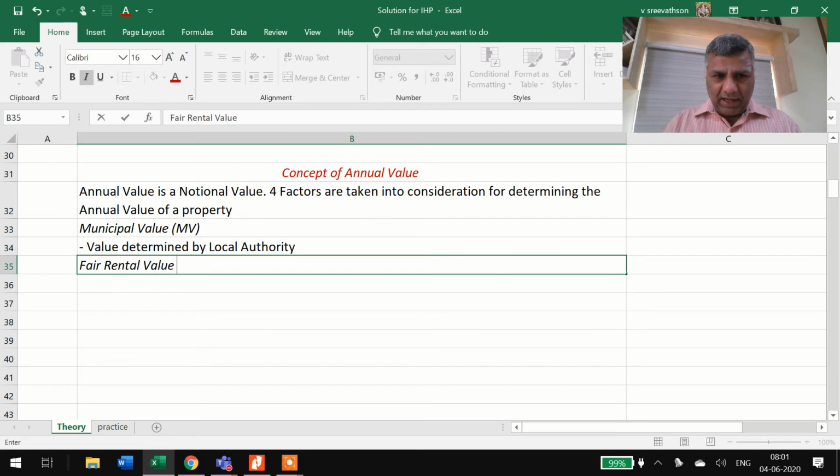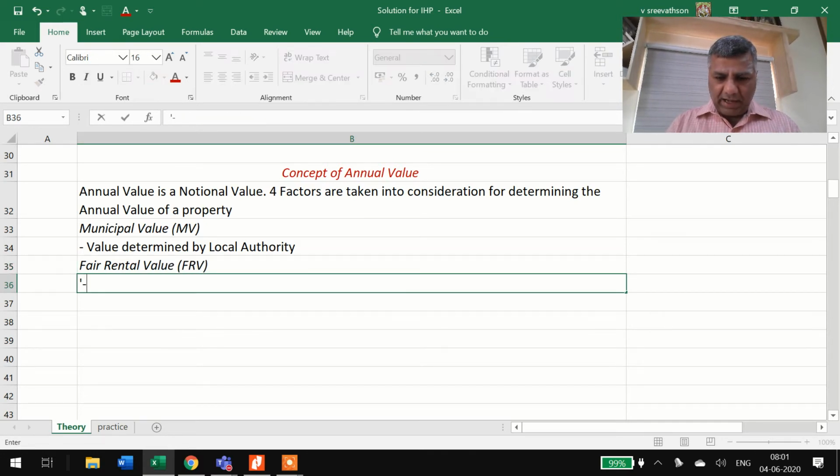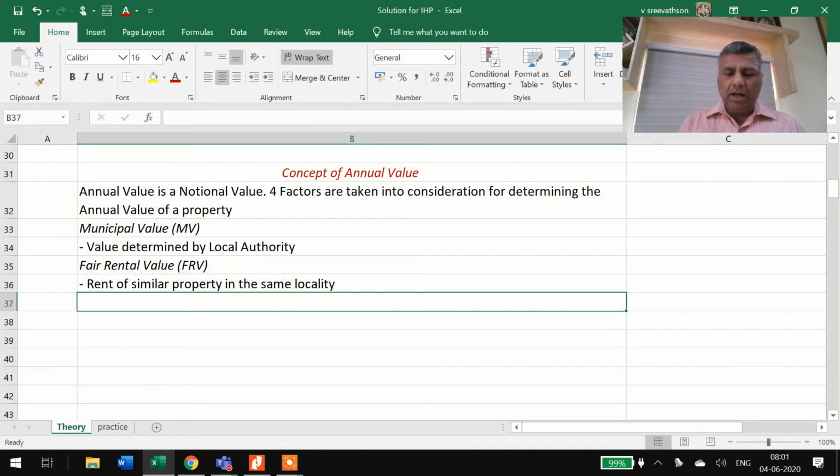Fair rental value, FRV. It is the rent of similar property in the same locality. The rent of a similar property, the same type of property in the same locality, is the fair rental value.